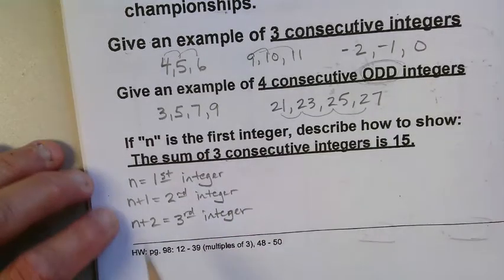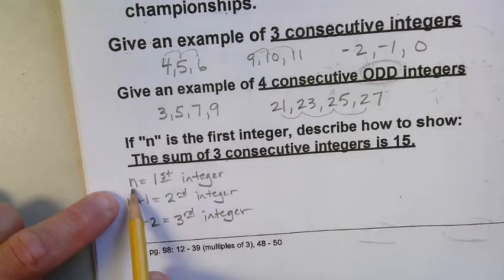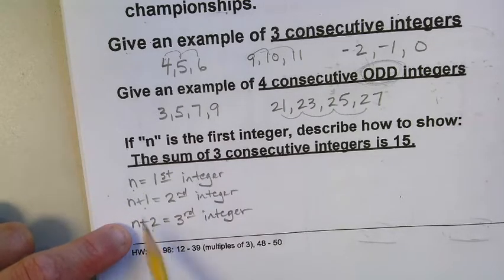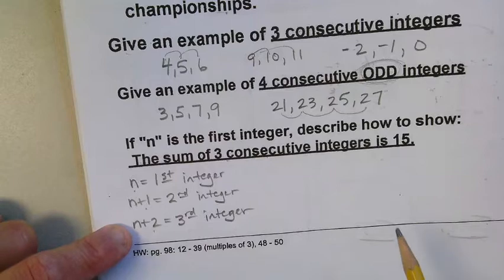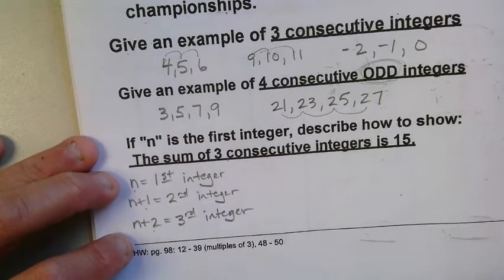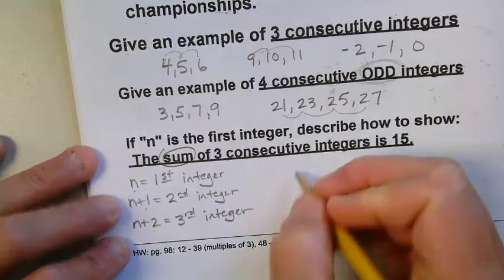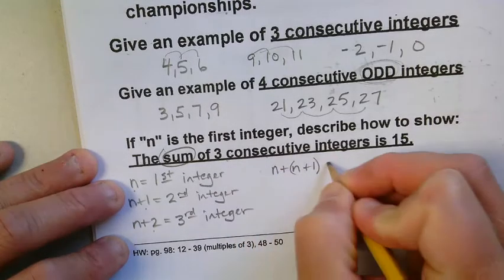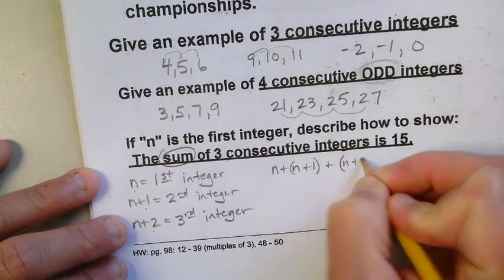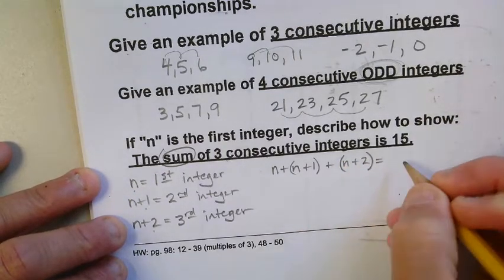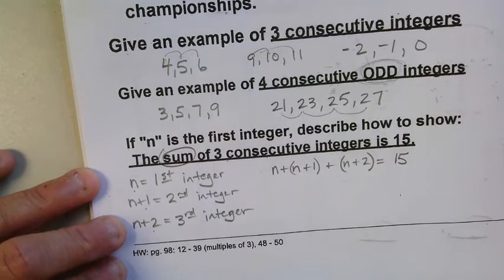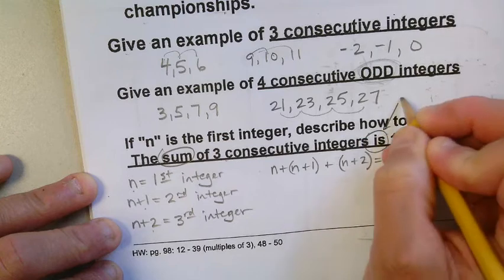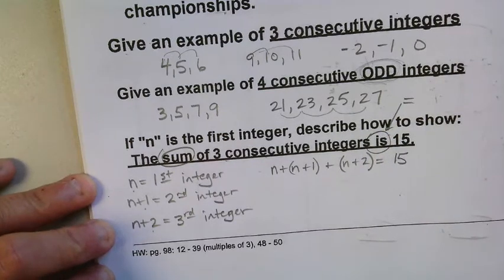If you're having trouble visualizing this, let's say that this is 8. If I add 1, that's 9. If I add 2 to 8, that's 10. 8, 9, 10. 3 consecutive integers. Now, it says the sum, don't forget that means to add, so I'm going to add these guys together. And remember, the word "is" means equals.